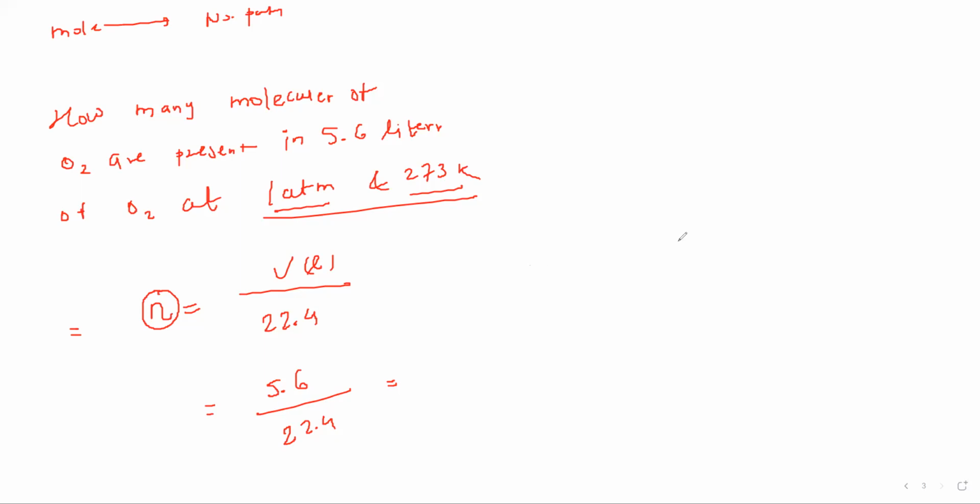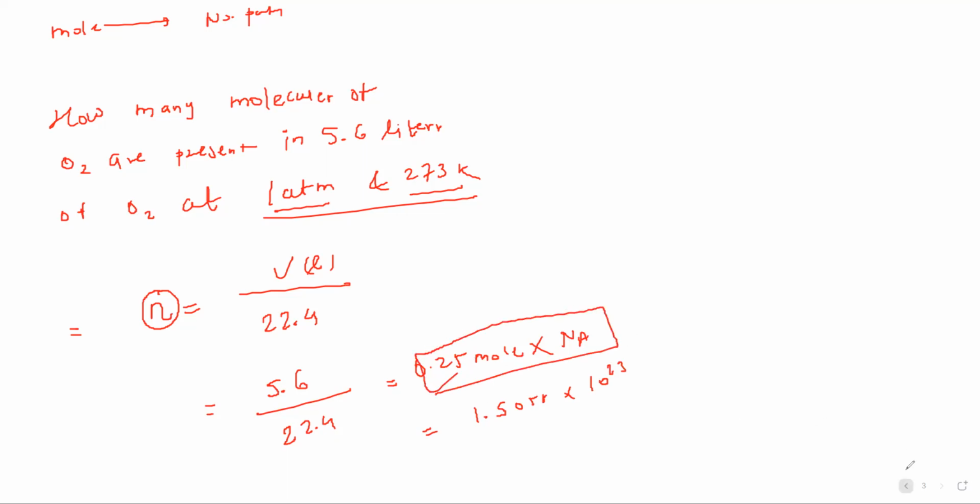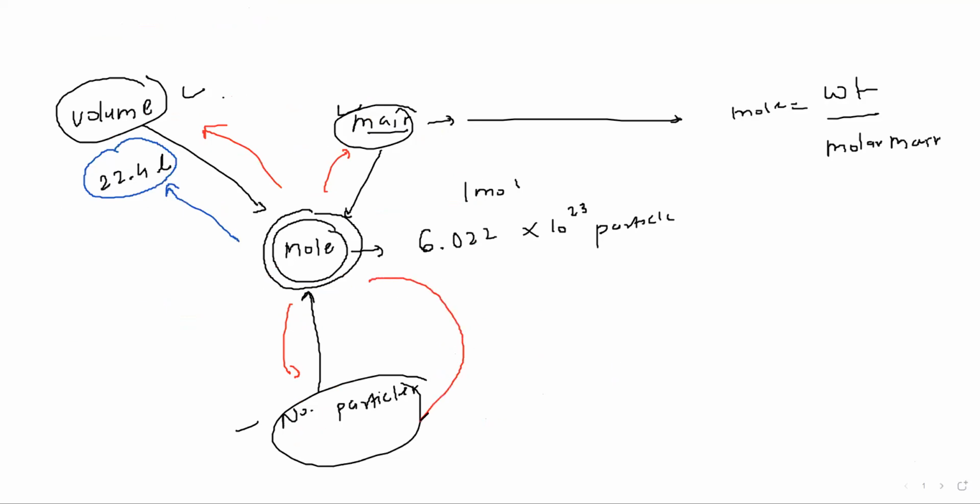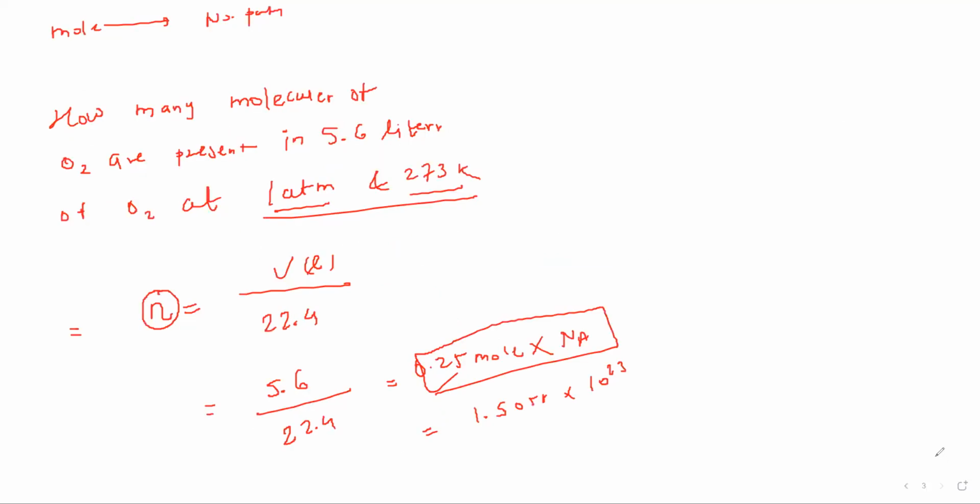Yes, Renu, your answer is correct. Yeah, 0.25 mole. Now this I multiply by Na, right? So I'm getting 1.5055 into 10 raised to 23 particles. Correct? Yes or no? Why have I converted this? Because I want the number of particles, right? See here, from the mole, to get the number of particles, I simply multiply by this. Yes, correct.